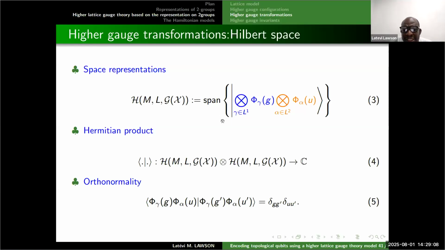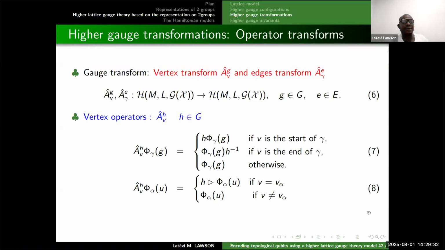The Hilbert space representation is the composition of the edge representation here and the face representation here. This is the way we define the Hilbert space representation. I define the Hermitian product, which is the scalar product defined by relation 4, and the orthogonality is defined by relation 5. And once we have our Hilbert space, we define the next point, the gauge transform.